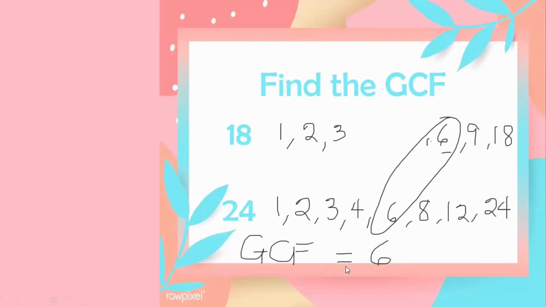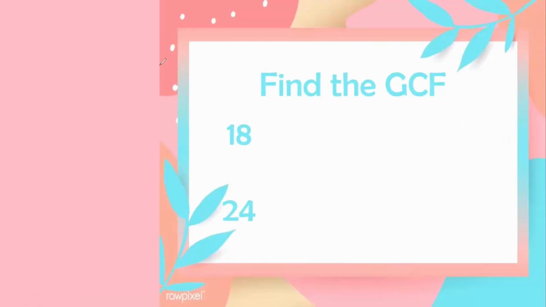Next, let us have another example. What about 45 and 54? Let us find the common factors of 45 and 54. But first, let's factor them. Let's get the factors of 45.